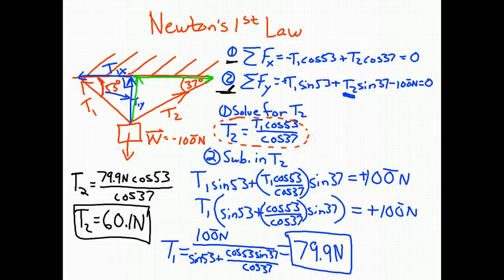All right, that's the end of example problem 2 for Newton's first law of motion. 2 strings, both hanging from a ceiling or hanging from 2 poles if they were holding a traffic light.